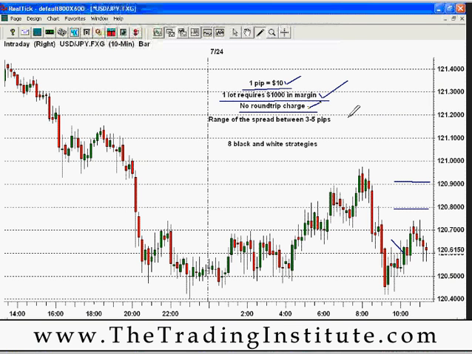So remember, we teach 8 black and white strategies, 2 exit strategies here at the Trading Institute. So we had actually 3 trades. I called one of them. I inferred the other 2. I try to be as clear as I can on it. But we did have those opportunities that occurred there.